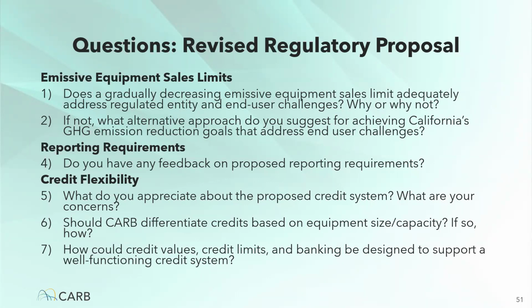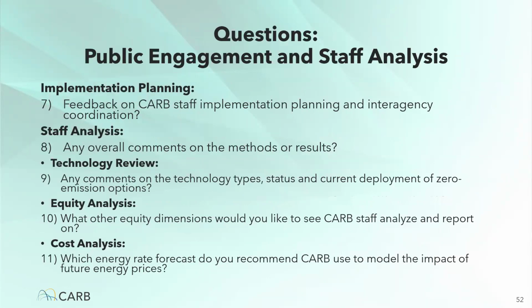Do you have any feedback on the proposed reporting requirements we shared today? What do you like and what are your concerns about the proposed credit system? And how could credit values, credit limits, and banking limits be designed to support a well-functioning credit system for this regulation? Focusing on the second half of our presentation, we're particularly interested in any feedback that you have on the CARB staff implementation planning and interagency coordination. Any overall comments on our staff analysis methods or the results that we presented today?